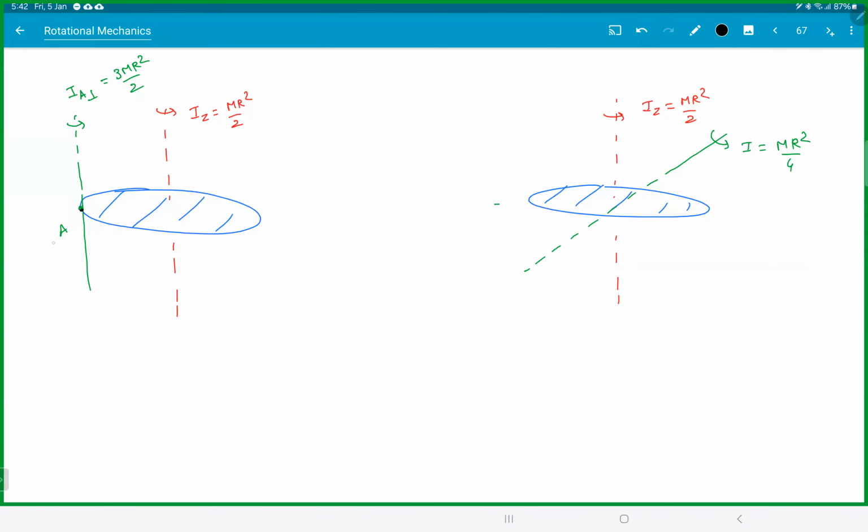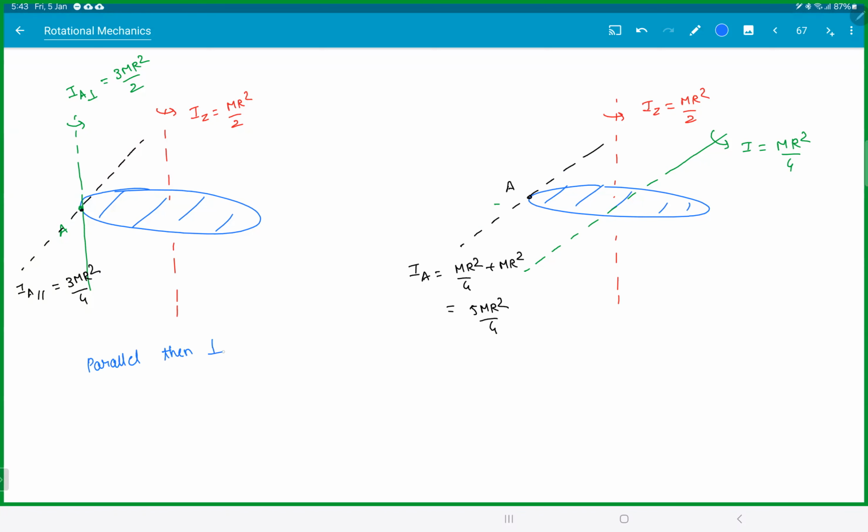Then my idea here is I will bring it to the plane. So here this would give me IA parallel is 3 mr square by 4. So about this, now if I use the parallel axes theorem, IA will be mr square by 4 plus mr square, 5 mr square by 4. I got two different answers. Which one is right? Here, what I did first, I used parallel, then perpendicular. Here I used perpendicular and then parallel.